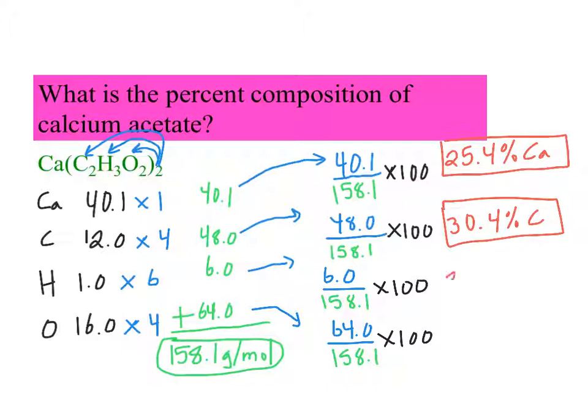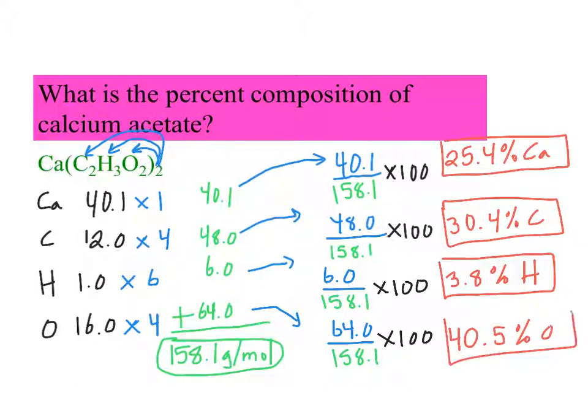Hydrogen composes 3.8%. Hydrogen is very small, it doesn't weigh very much, and so it's not going to take up a whole lot of the percentage here. And then finally, oxygen, 40.5% oxygen. And that is your percent.